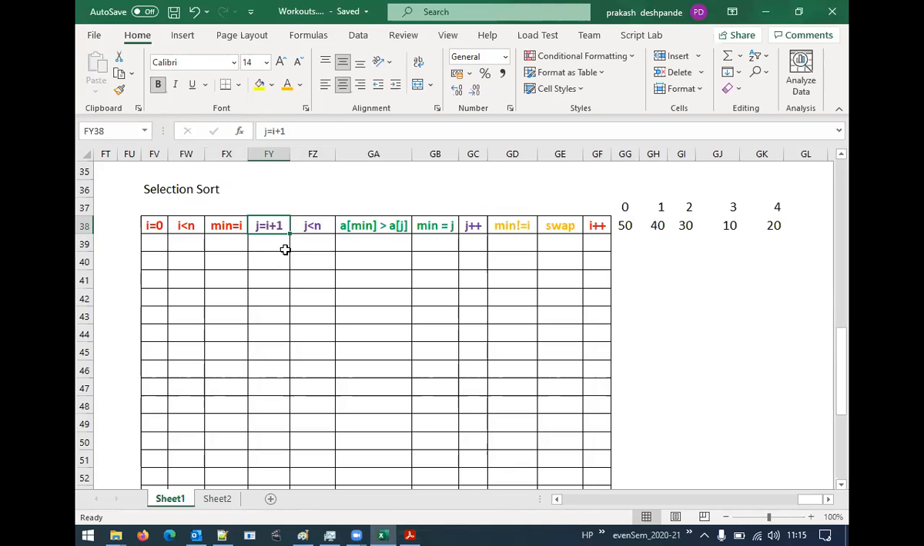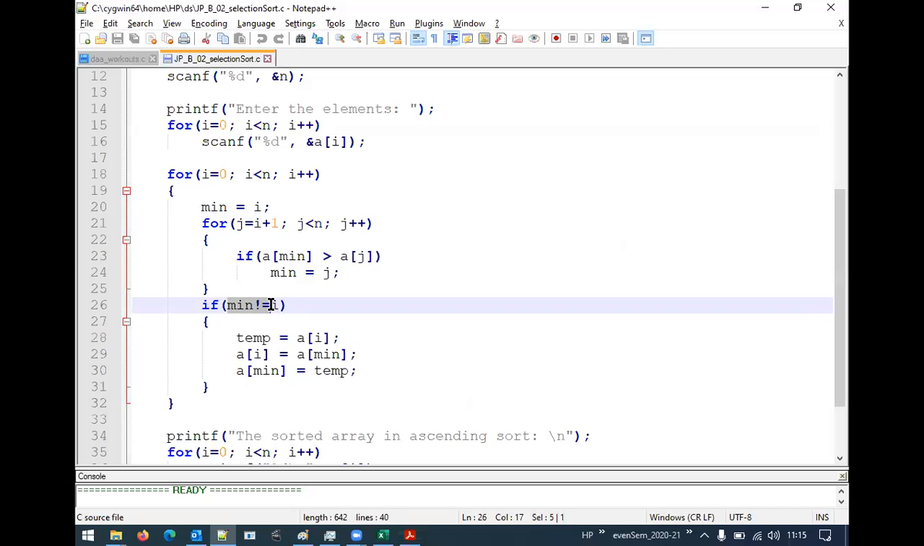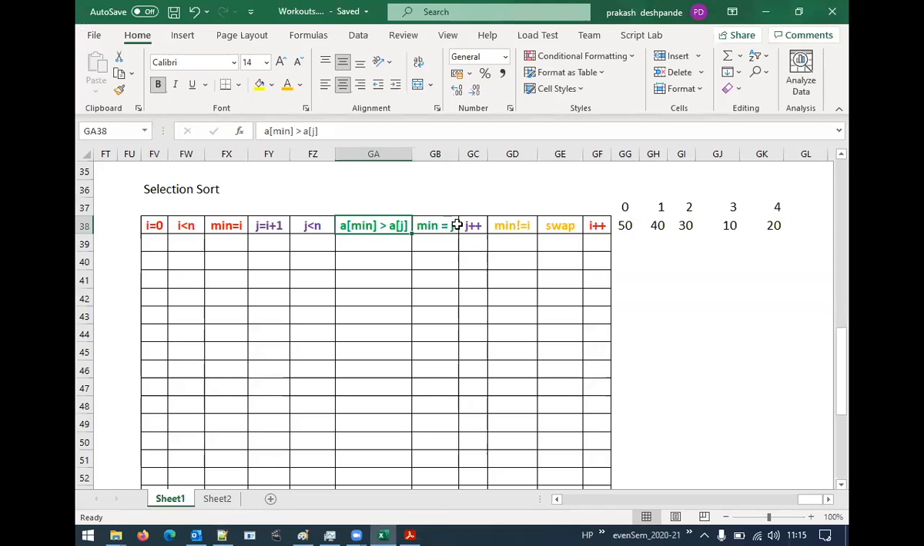This is the inner for loop initialization. This is the condition. If this condition is true, then it will enter inside. Right? Here you might see a different color again because there is again an if condition here. If this statement is true, then this will be executed. That's why this A of min greater than A of j is put here. If this is true, then this statement will get executed.